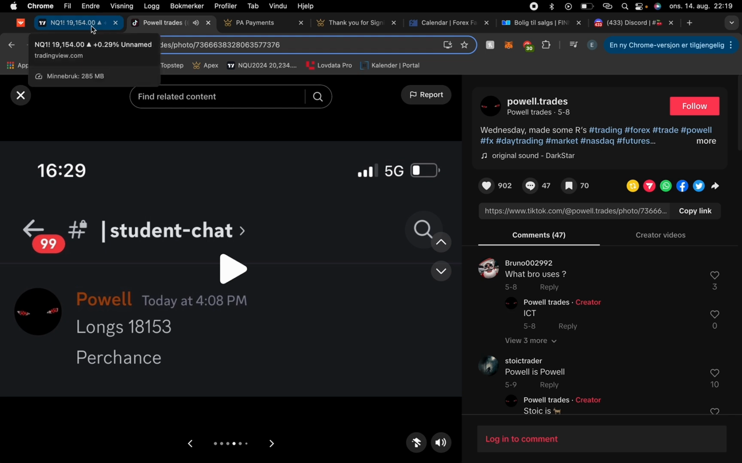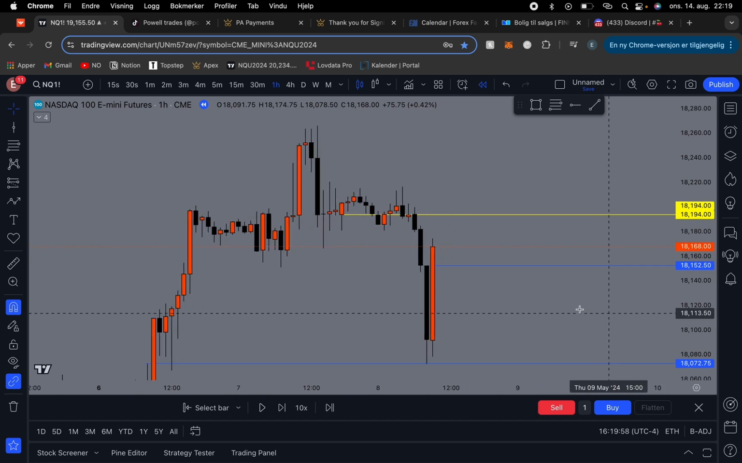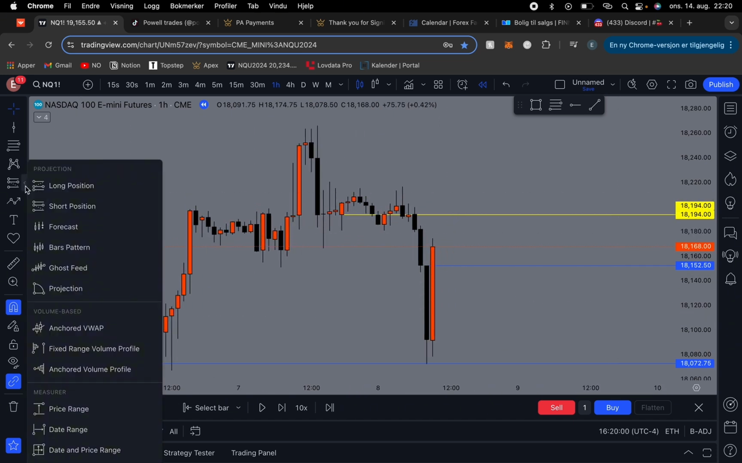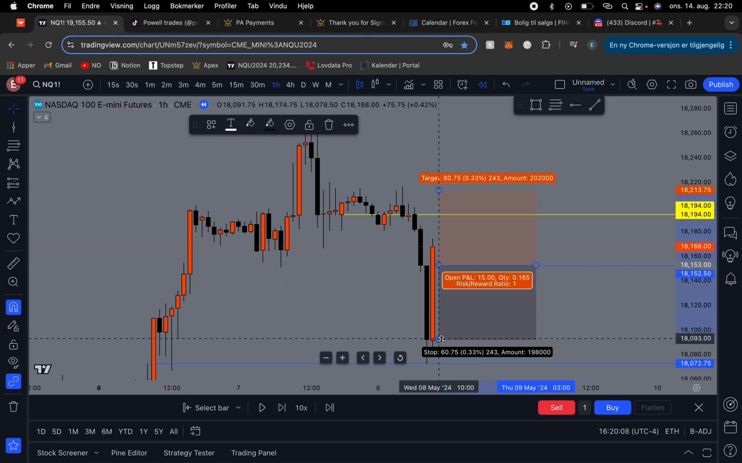I gave the signal longs at 18153. As you guys know, I always account for 2 ticks of spread and just randomness, whatever.